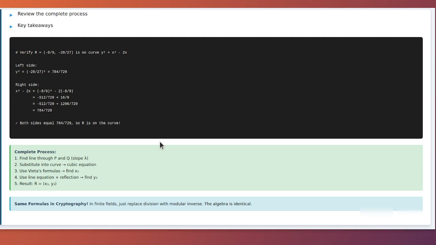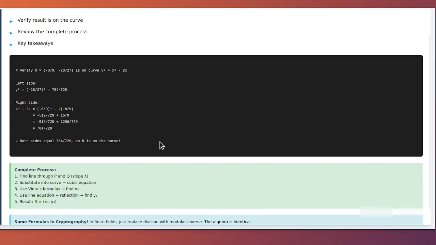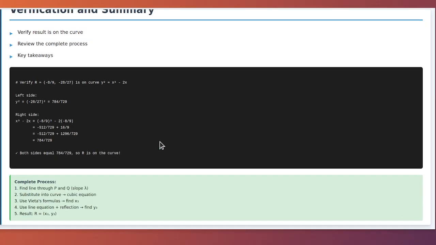The key formulas are: lambda equals the quantity (y2 minus y1), all over the quantity (x2 minus x1). x3 equals lambda squared minus x1 minus x2. And y3 equals lambda times the quantity (x1 minus x3) minus y1. These three formulas completely determine the sum of 2 points on an elliptic curve. They work over any field where division makes sense: real numbers, rational numbers, complex numbers, or finite fields.